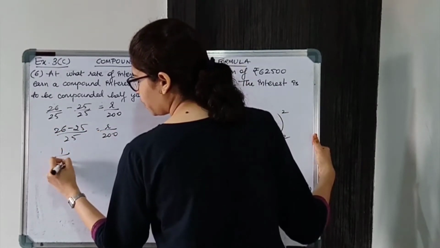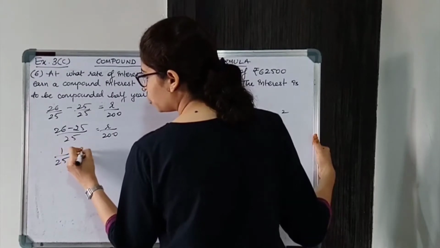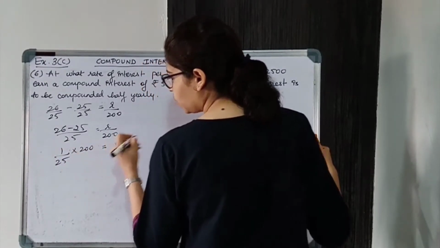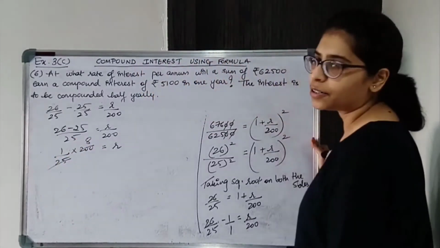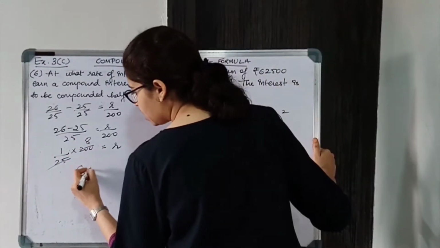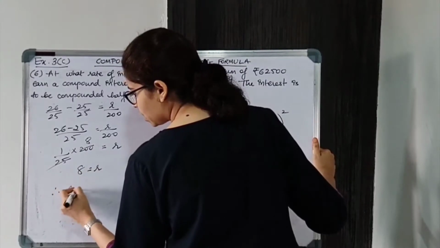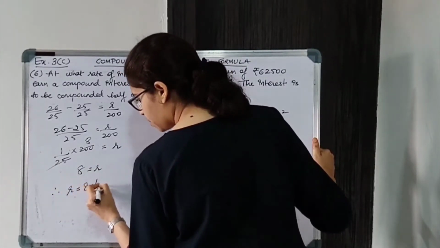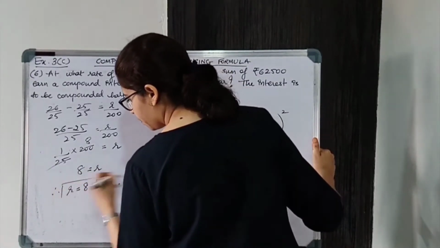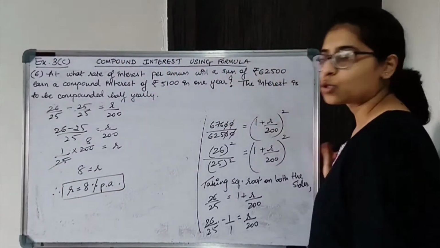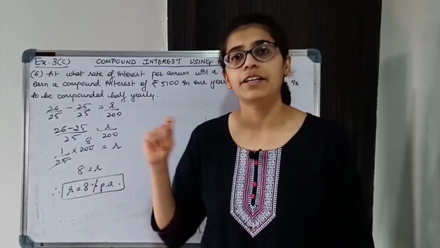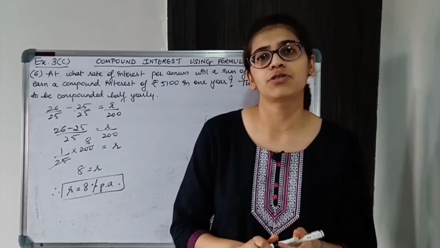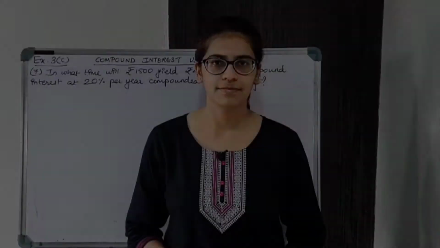So 1 upon 25 we'll shift 200, so it will go in numerator is equal to R. 25 8s are 200. Okay, so 8 is equal to R. Switch the sides. R is equal to 8% per annum. Okay, so box the answer. Don't forget to put percentage and write down the final statement. The rate of interest is 8% per annum.